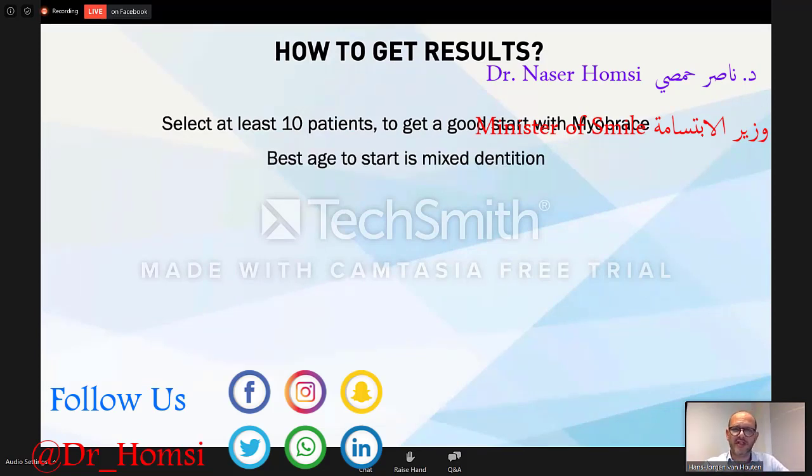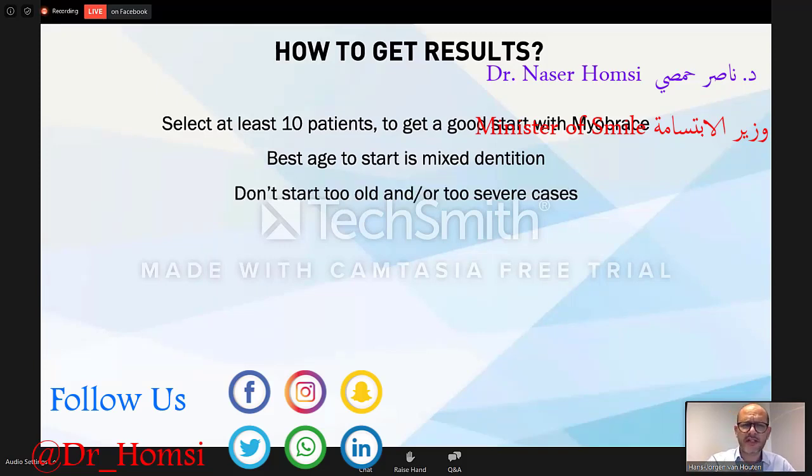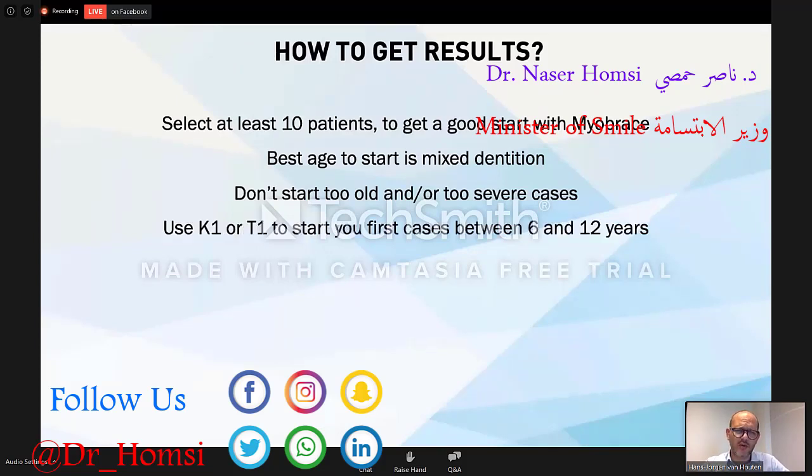The best age to start is the mixed dentition. So don't start too old or with too severe cases. Don't start with a 45-year-old patient with all kinds of different dental situations. Just start in the age group, the K1 or the T1, between 6 and 10, 11, 12 years. It's a simple way to start. One of the things I always say, and that's one of my one-liners, first learn how to walk and then you can run.